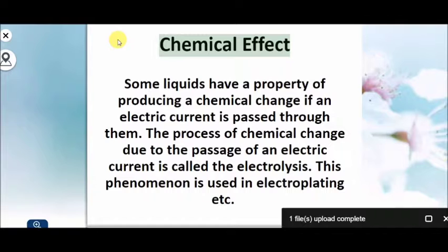Chemical effect. Some liquids have a property of producing a chemical change if an electric current is passed through them. The process of chemical change due to the passage of an electric current is called electrolysis. This phenomenon is used in electroplating, etc.